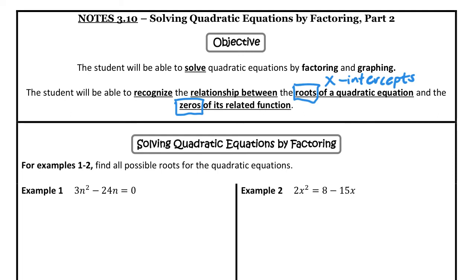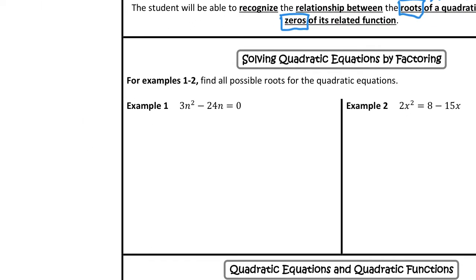All right, so let's look at the first two examples, just kind of a review of the last lesson. In examples 1 through 2, find all the possible roots for the quadratic equations. So find all the possible x-intercepts or solutions. Okay, so let me zoom in to example 1.